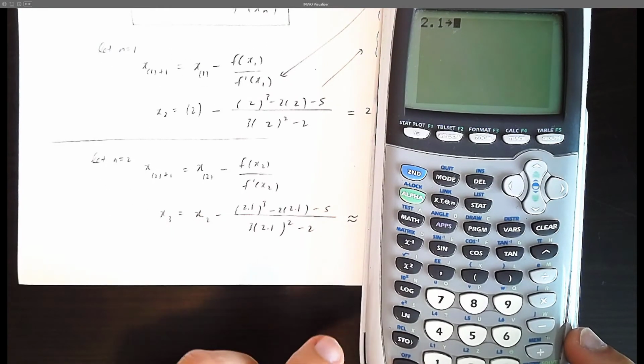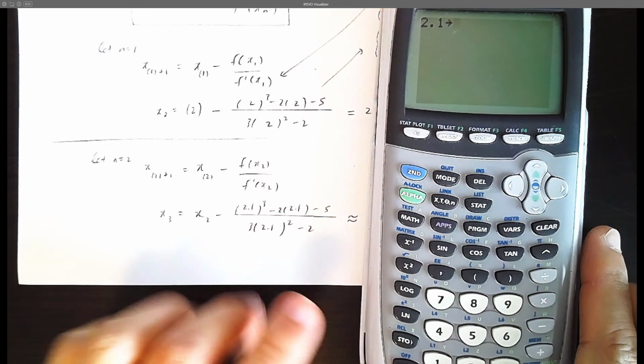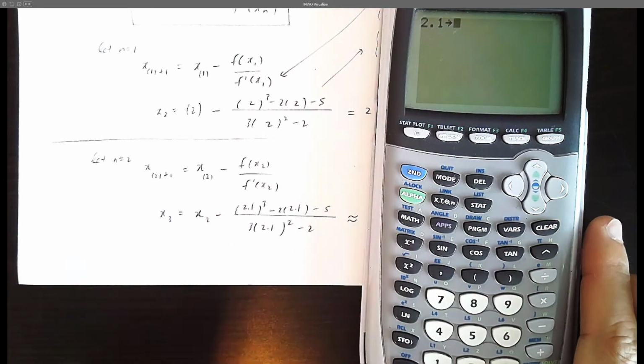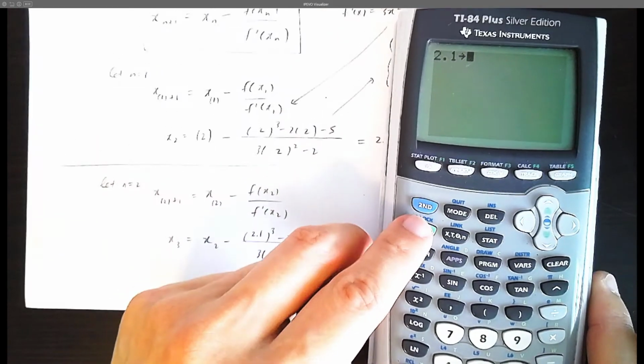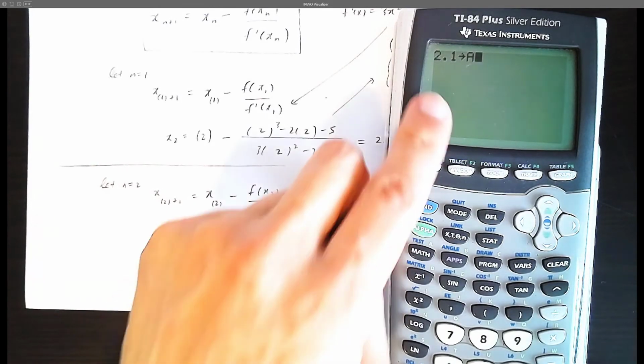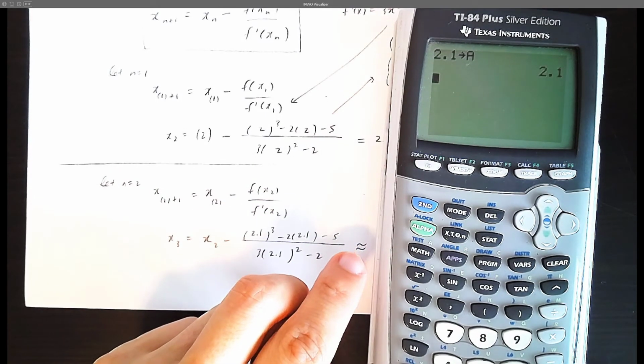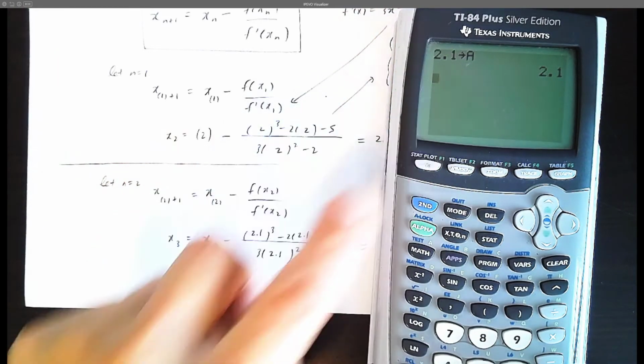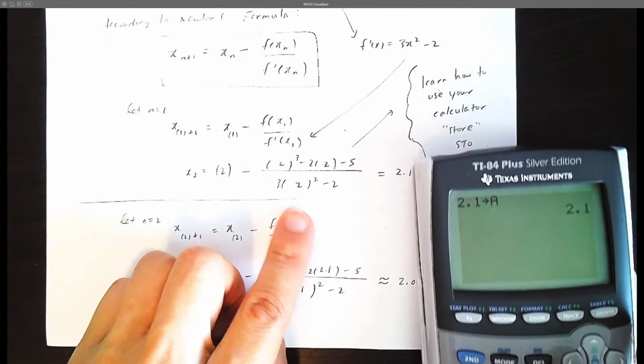I'm going to press the STO button, so everyone's calculator is different. Some of you might have memory or memory recall and all those kinds of buttons. But I'm going to store it into alpha A. So I'm going to store it into the TI-84, variable A, enter. So now 2.1 is in variable A, and I'm going to set up the shape here.